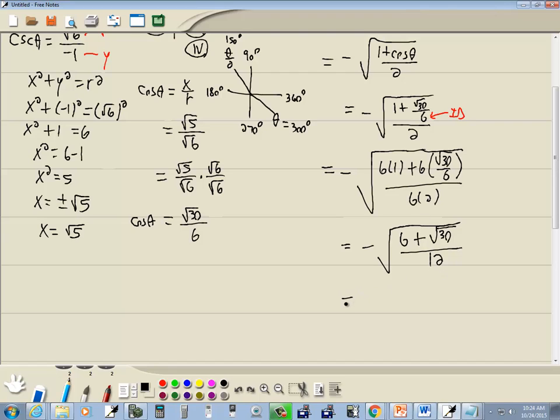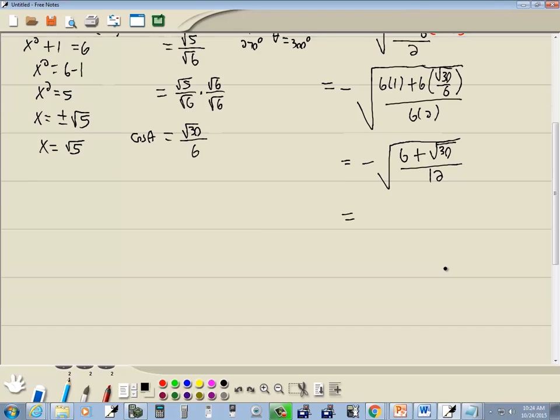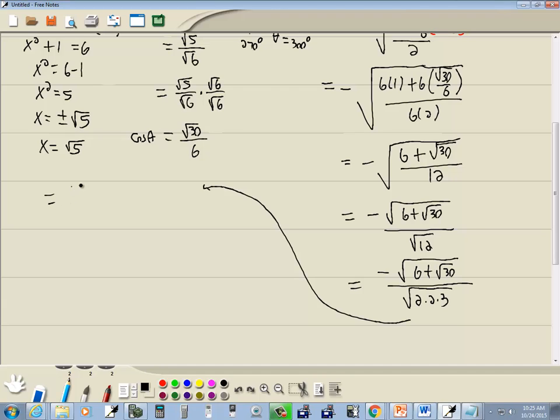Now, let's simplify this even further. Typically, we don't like fractions inside of a radical, so I'll split this up. I'll put a square root on top, and I'm going to put a square root around the bottom. But we don't like radicals in the denominator, so I want to simplify that. 12 is 2 times 2 times 3. So this becomes negative square root of (6 plus square root of 30) over 2 square root of 3. But we can't have that square root down there, so I'm going to multiply the top and bottom by the square root of 3.